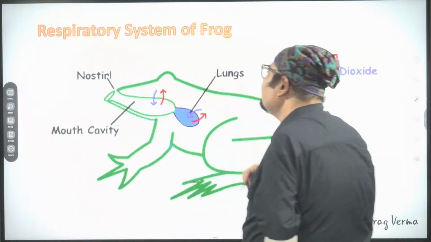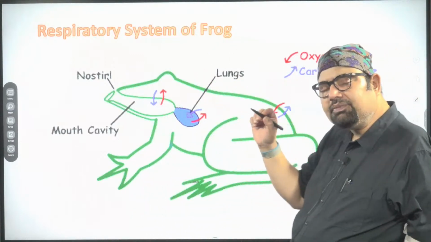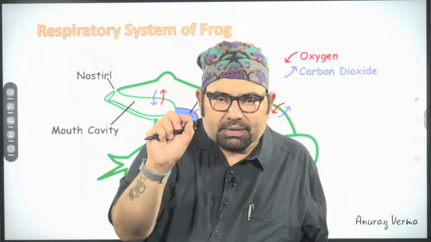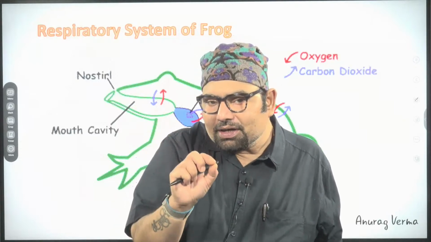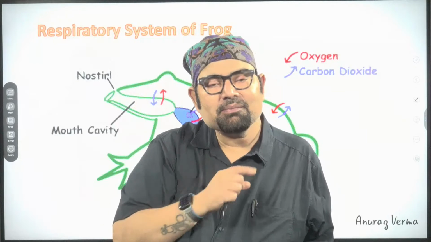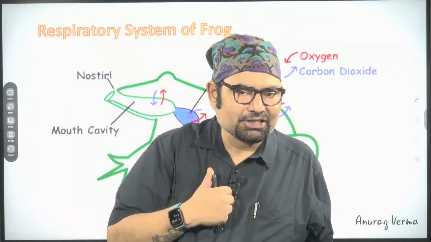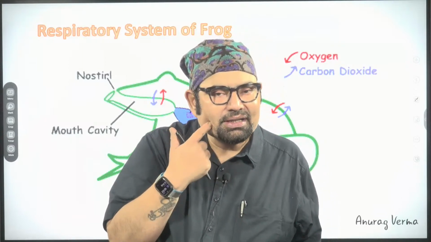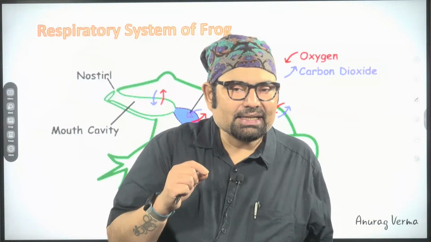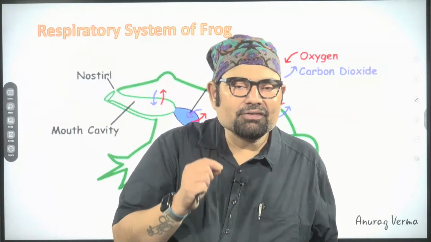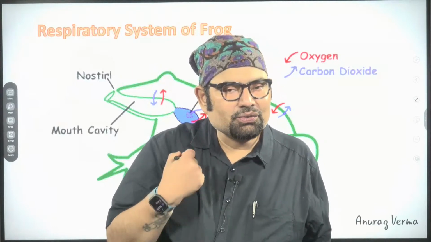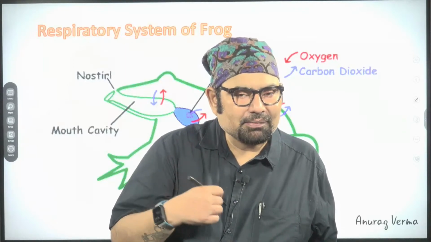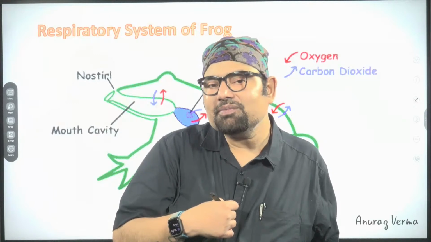Let us begin with the respiratory system of frog. Now, respiration in adult frog occurs by 3 modalities. Modality means 3 modes. What are these 3 modalities? One is the skin, the main modality, cutaneous respiration. One is the buccal cavity and pharynx, which is called buccal or buccopharyngeal respiration. And the third modality is the lungs, which is known as pulmonary. So cutaneous, buccal, pulmonary.